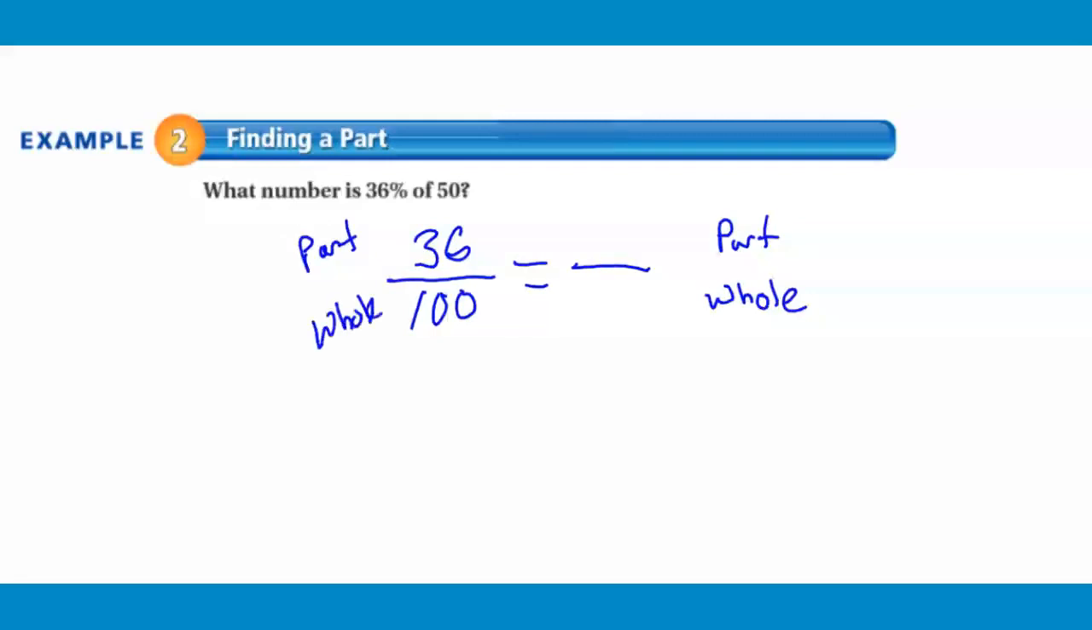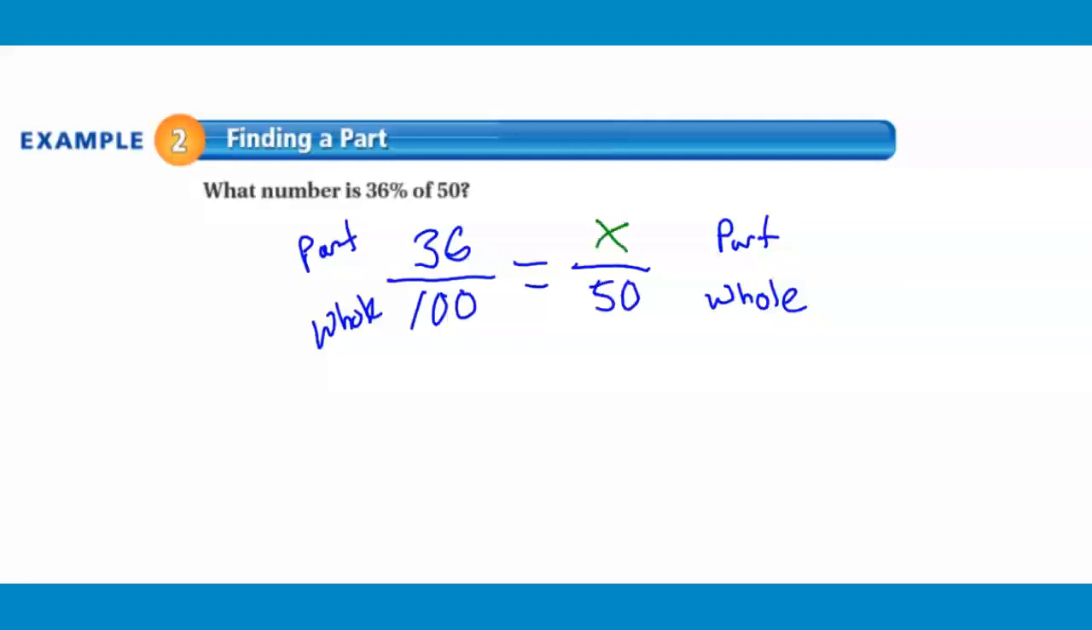So on the other side, I have to have the part on top and the whole amount on the bottom. So I have to decide, is that 50 part of the number or 36% of the number? What is 36% of 50? Of 50. Usually the word of gives away the whole. So 50 goes on the bottom. And the thing I don't know in this one is the part. So now I have that proportion that I can solve.